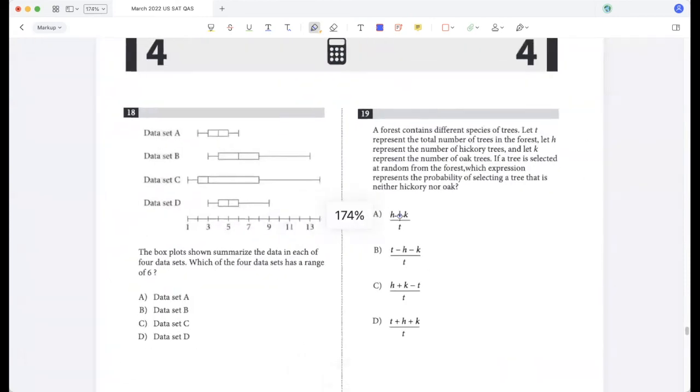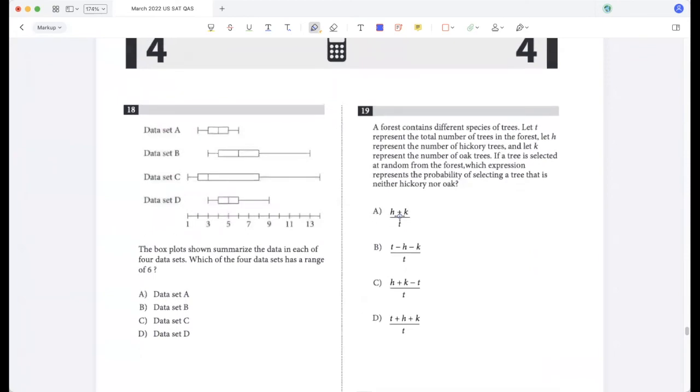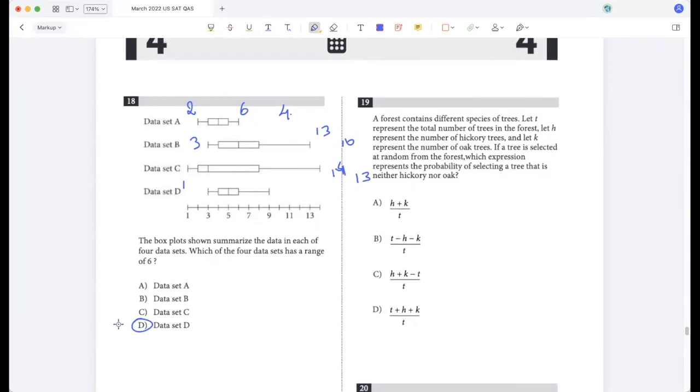The box plot shown summarizes the data in each of the 4 data sets. Which of the four data sets has a range of 6? Okay. So this is 2 to 6 point something, so a range of about 4. This is 3 to 13, so a range of 10. This is 1 to 14, so a range of 13. And this is 3 to 9, so a range of 6. So data set D.